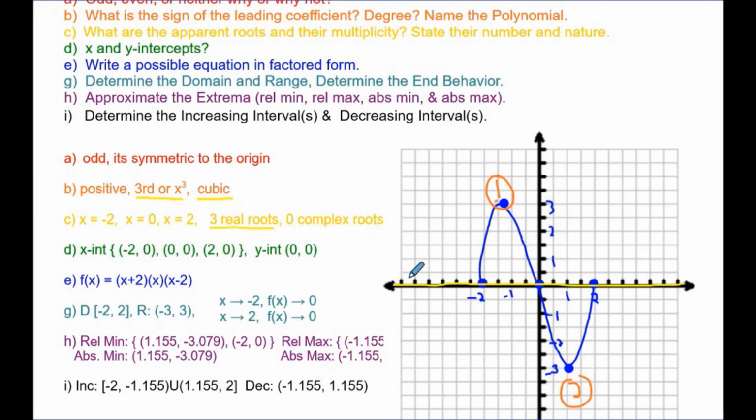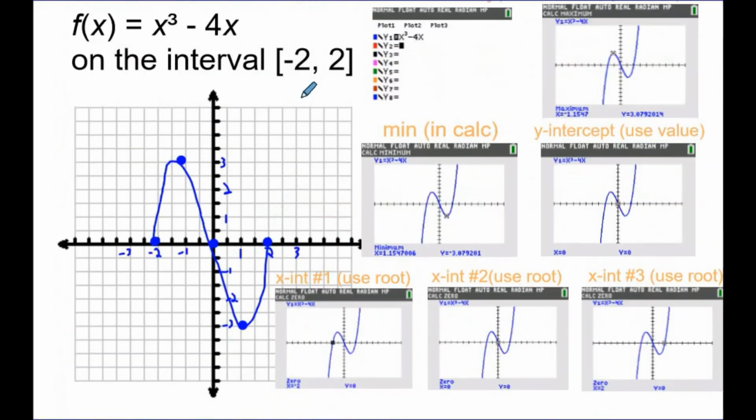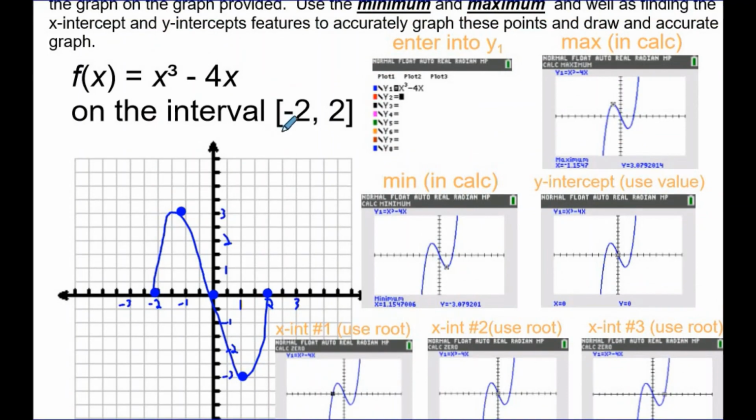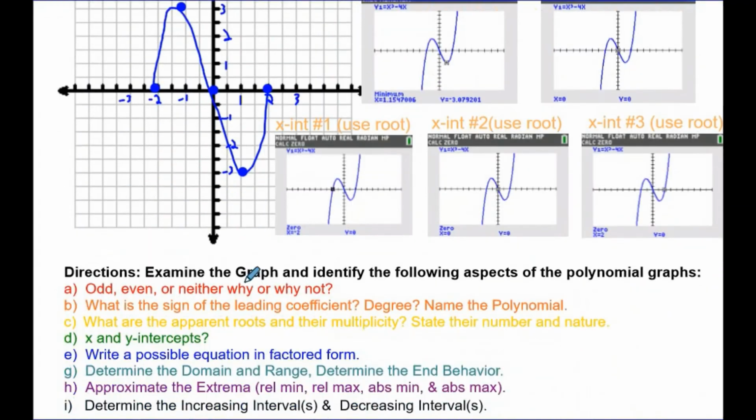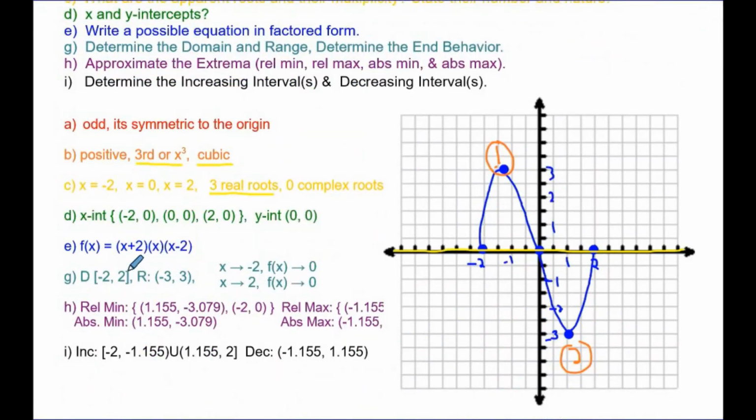The domain goes from here, goes from -2 to 2, solid dots, which come from the fact that it gave me a bracket. Be careful, if one of these was a parentheses, it would go right into here as well.